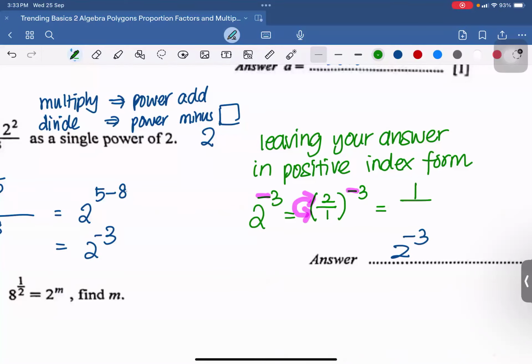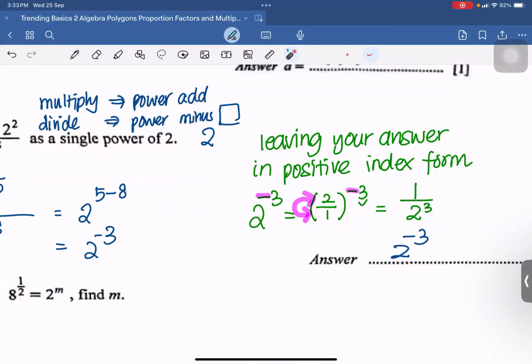You become 1 over 2. The power is still 3. 1 to the power of anything is still 1. So 2 to the power of 3. This one will be the answer. They say leaving your answer in positive index form, so that means my power is a positive number. But the negative means 1 over. So you get your answer, 1 over 2 cubed. Is this okay? All right.